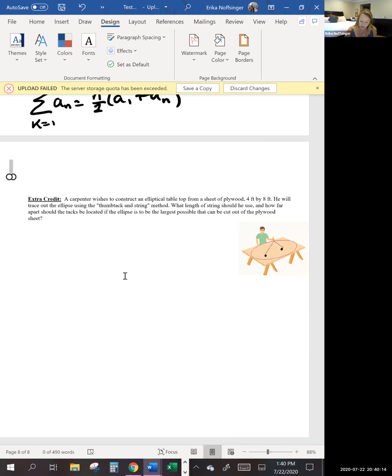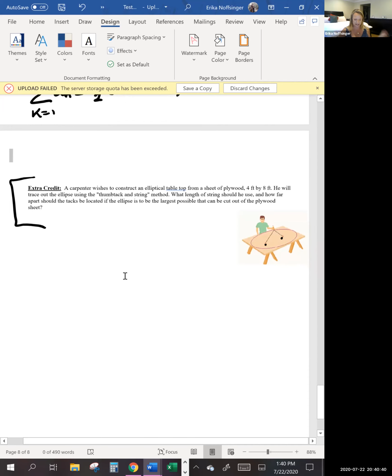What length of string should he use, and how far apart should the tacks be located? Okay, good problem. Not going to be on the final. It looks like a great problem, and I would love to go through that, but it would take me a little bit of time to work out all that detail. And I'd rather go over stuff that you guys should have.